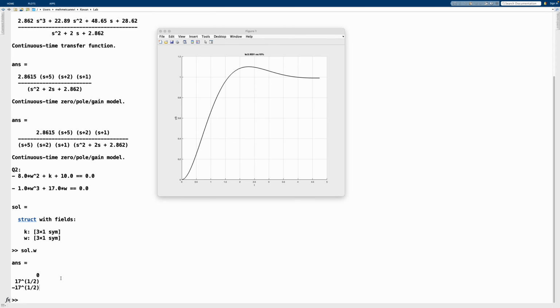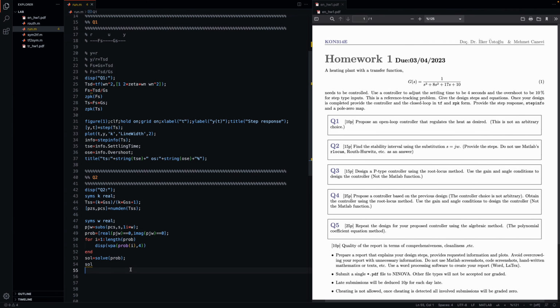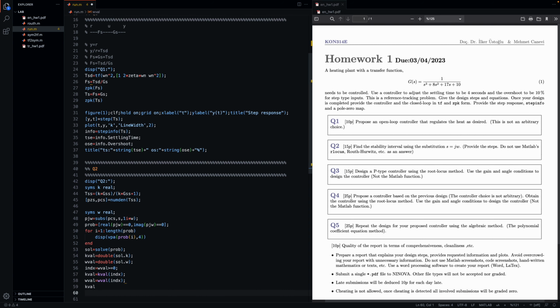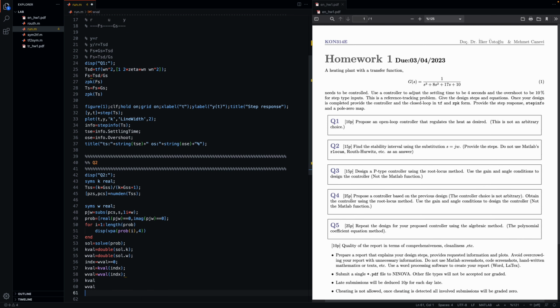So yeah, now let's convert these values into double. So sol.k omega val equals double sol.omega, and let's come up with an index where omega val should be greater than or equal to 0, and let's say k val is equal to k val index. So I'm eliminating the negative one, basically, nothing fancy. So yeah, k val, omega val, and that should be it.